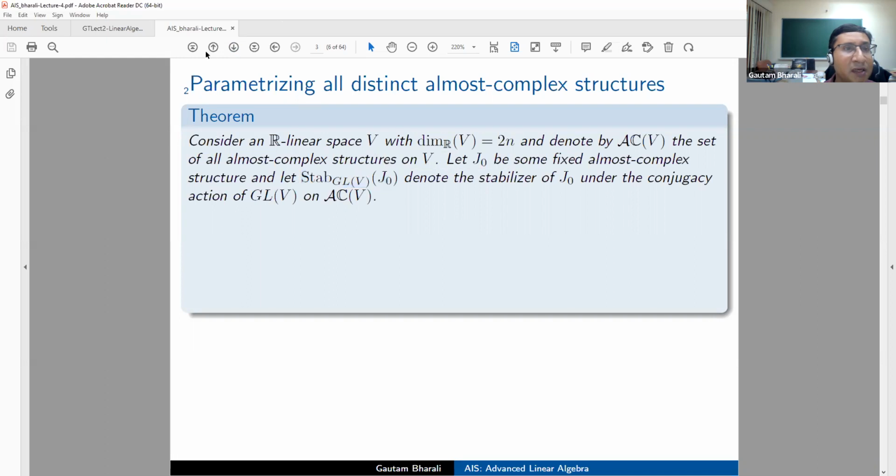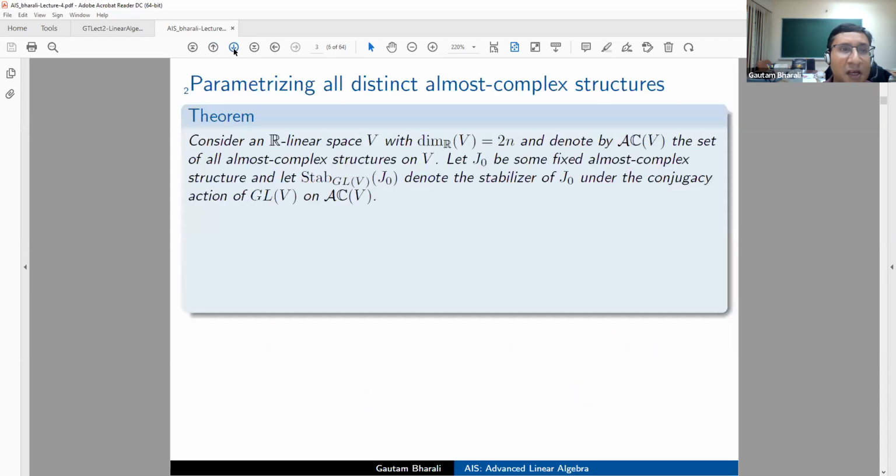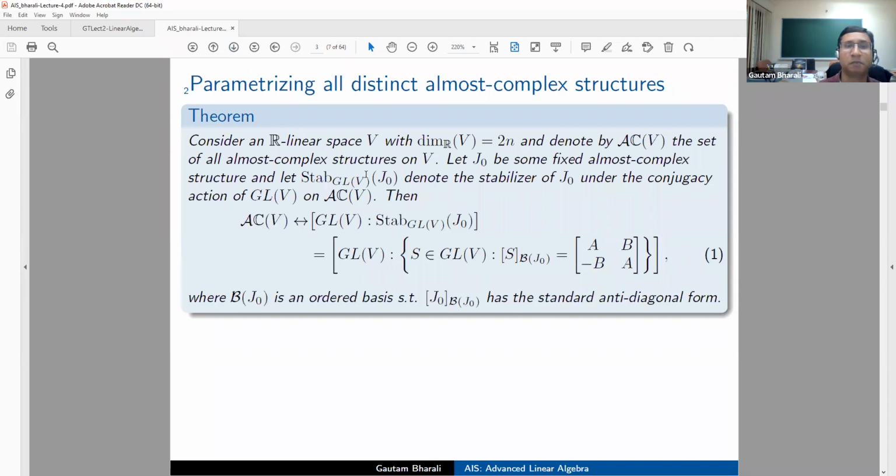This is simply this set itself. Please note that this is a collection of invertible linear transformations. But now when I identify this as the stabilizer, you realize that the stabilizer is a subgroup of GL of V. Then, here is the theorem. Then, the set of all almost complex structures is in one-to-one correspondence with this. What is this object? Let's remind ourselves of some group theoretic notation. What I just highlighted is the collection of all cosets, all right cosets, as a matter of fact, of this stabilizer subgroup in the group GL of V.